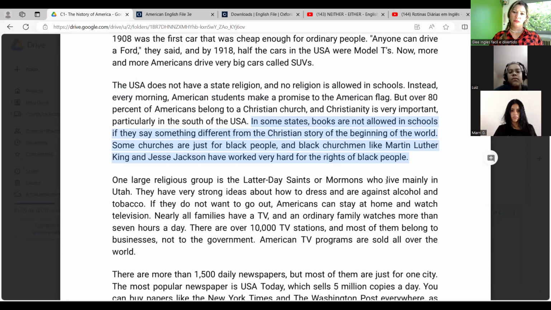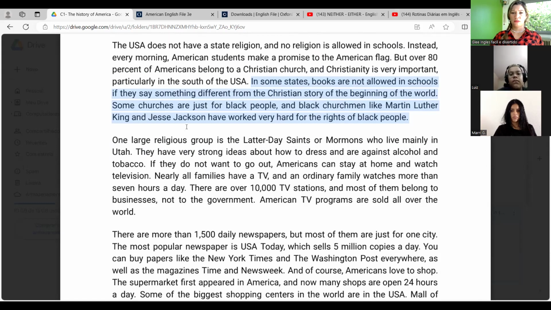Some churches are just for black people, and black churchmen like Martin Luther King and Jesse Jackson have worked very hard for the rights of black people. One large religious group is the Latter-day Saints, or Mormons, who live mainly in Utah. They have very strong ideas about how to dress and are against alcohol and tobacco.